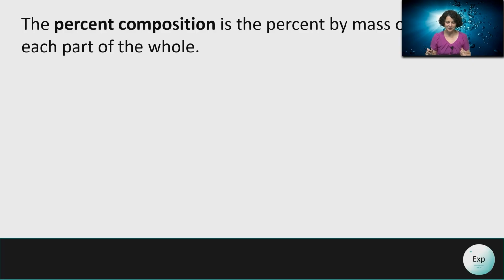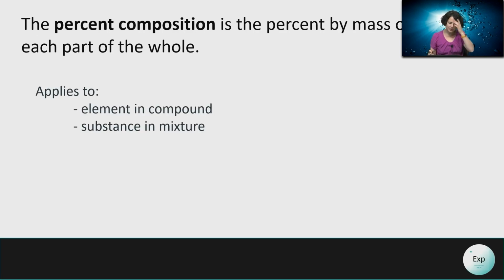My name is Dr. Esther Trufan, and in this video, I'm going to talk about percent composition. By definition, this is the percent by mass of each component in a compound or each component in a mixture. So part of a whole. This applies to elements in compounds or substances in mixtures in the context of chemistry.